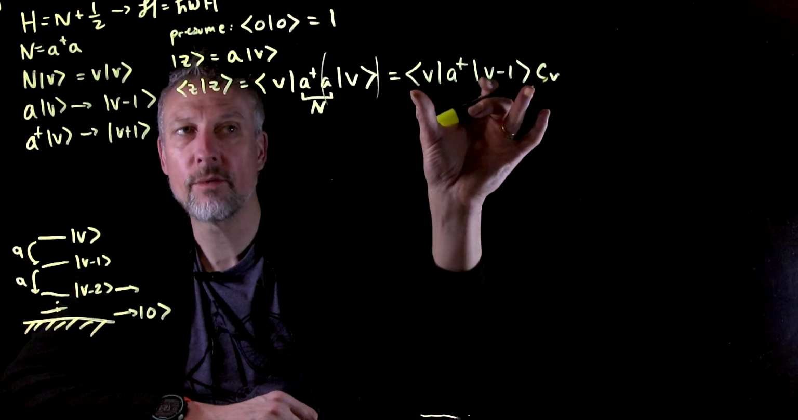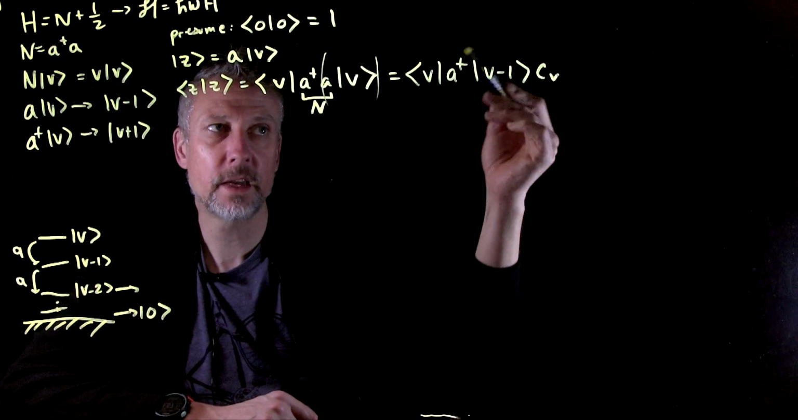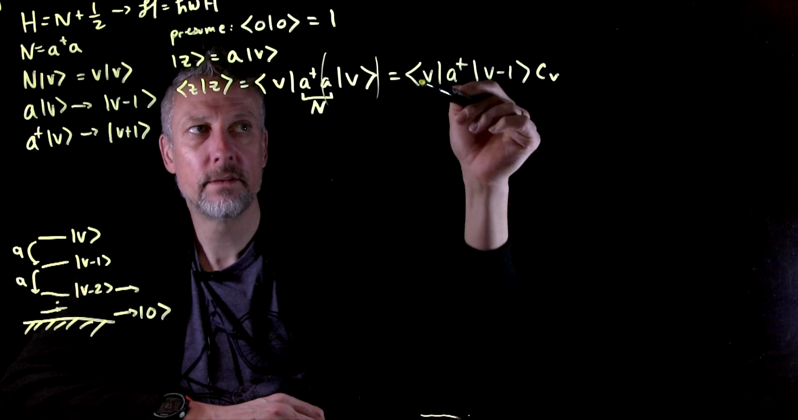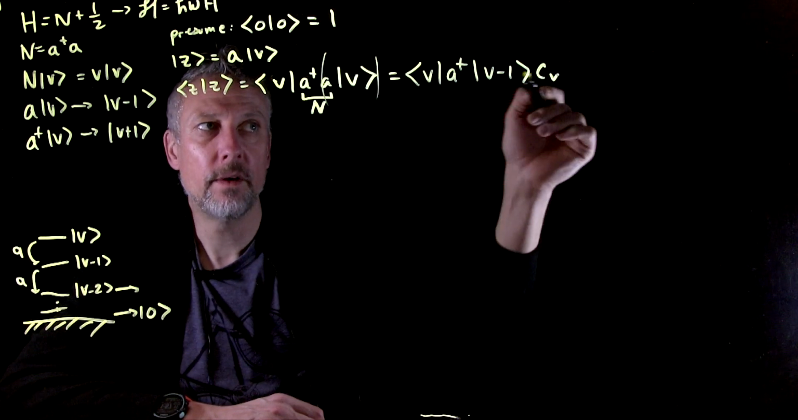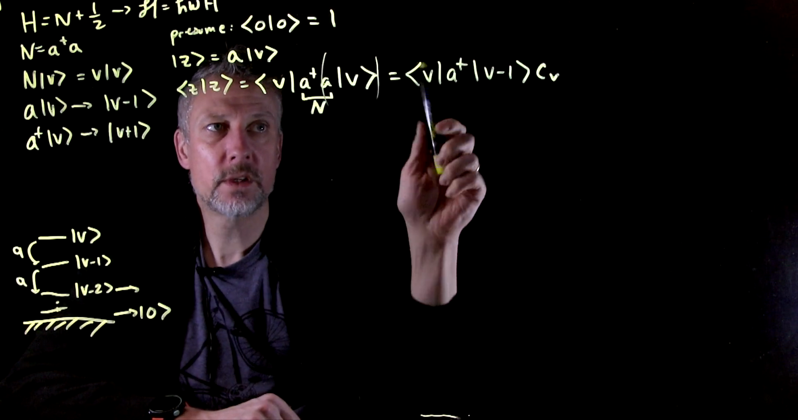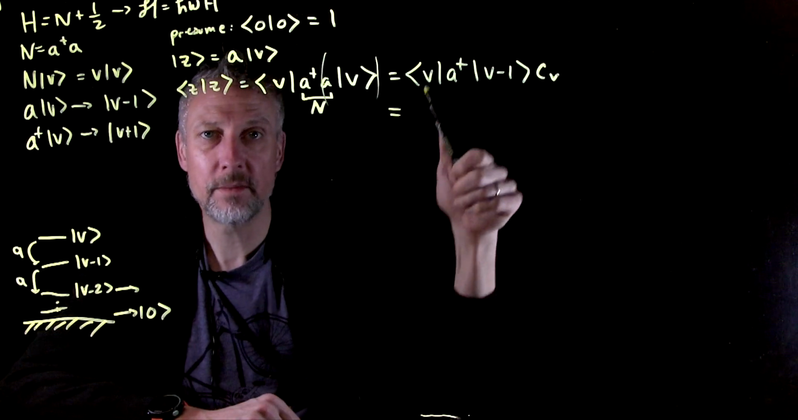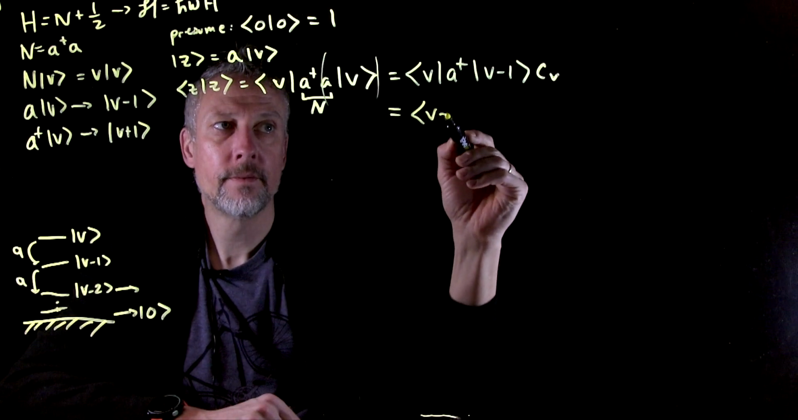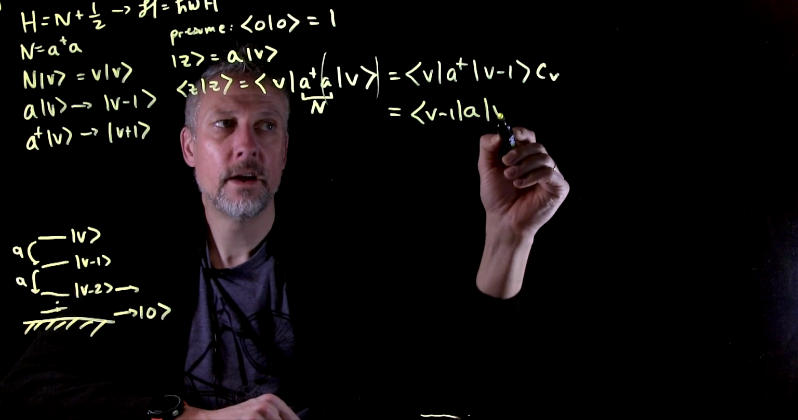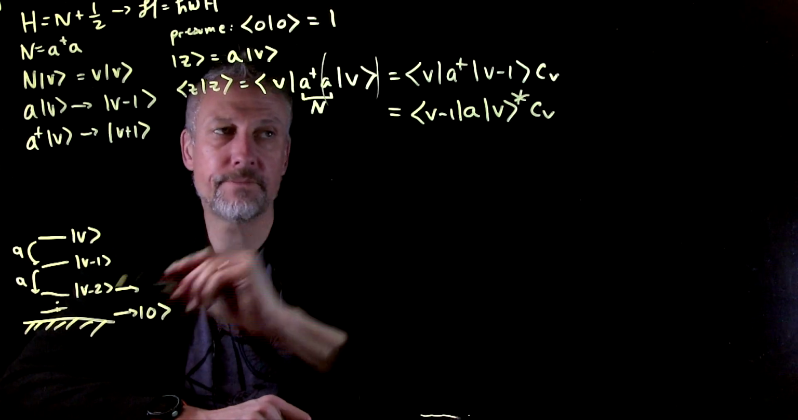So notice this is a scalar product. You can think of it as a scalar product of V with A dagger operating on V minus 1, or you can think of a scalar product of V having operated on A dagger to the left with V minus 1. Either way, it doesn't make any difference. But we can use the property that when we flip it around and then put a star, it's exactly the same as this. So flipping it around means turning A dagger to A, and V, and then put a star here. That is equal to that.